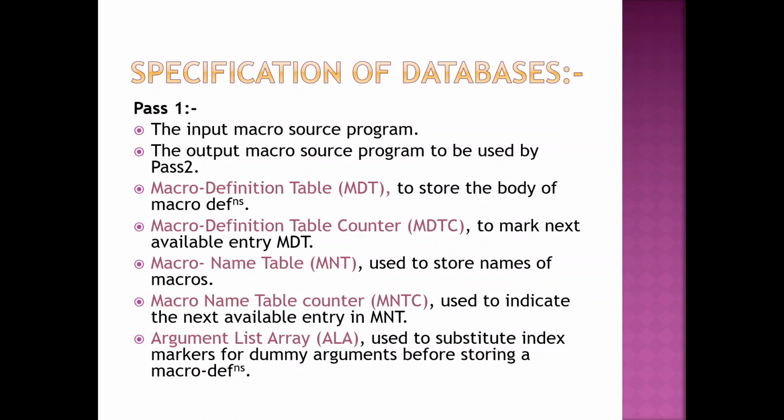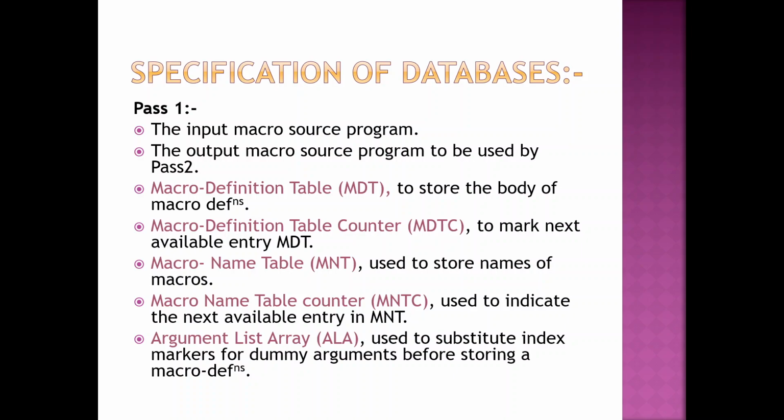Right? The last data structure is nothing but the argument list array. These other things at least we can relate to, because we know they are going to be stored in the form of a table, macro names and macro definitions. What is ALA? ALA is a very important question, so listen carefully. Argument list array. What do you mean by argument list array? We have seen that arguments can be used in your macro definition. Right? We saw that there will be arguments used in your macro definitions.